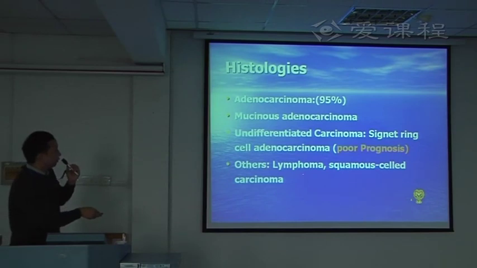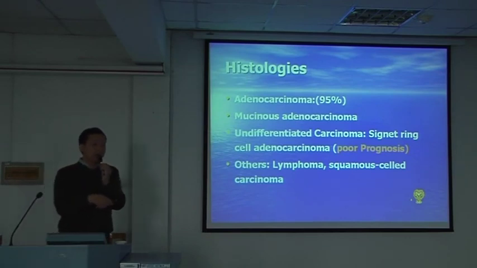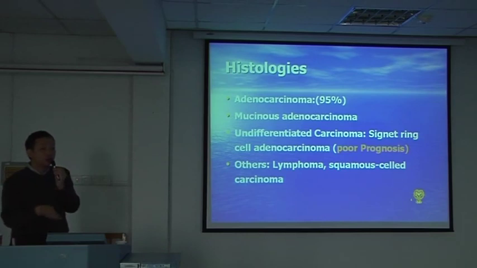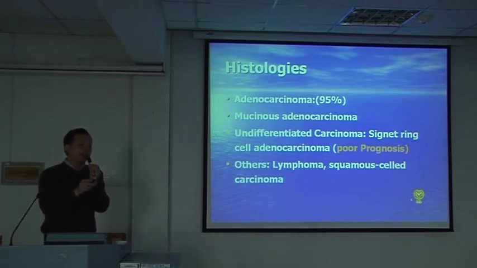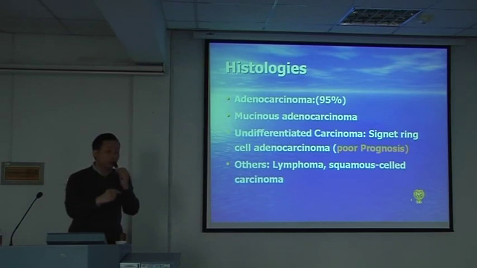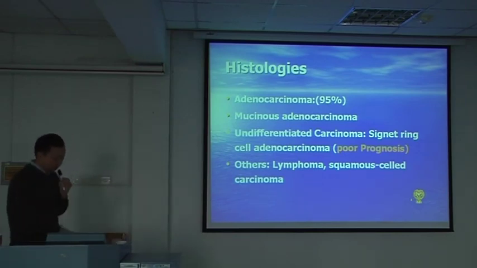Others, we have lymphomas, also squamous cell carcinoma. So most of these colorectal cancers are which kind of cell carcinoma? Epithelial. But some squamous cell carcinoma can also be found, especially near the anal canal, because the anal canal is where the epithelium and the squamous cell mix in the junction area. So maybe we can find some squamous cell carcinoma.